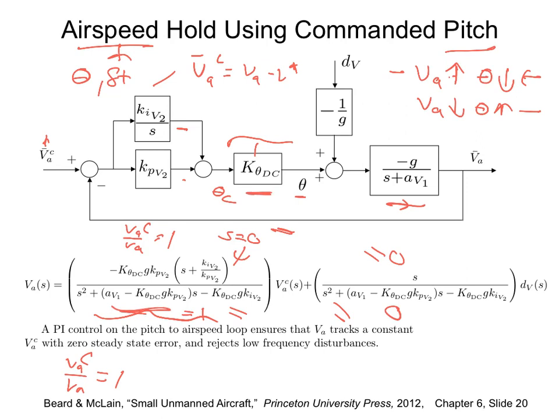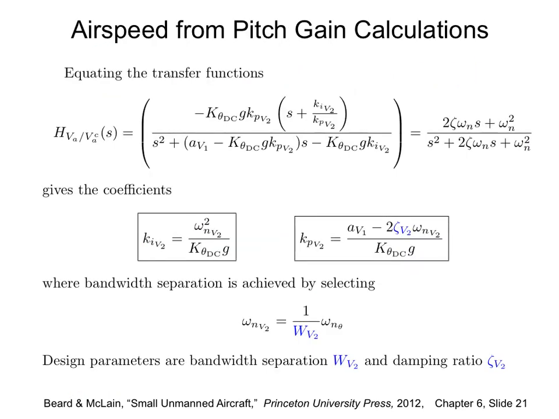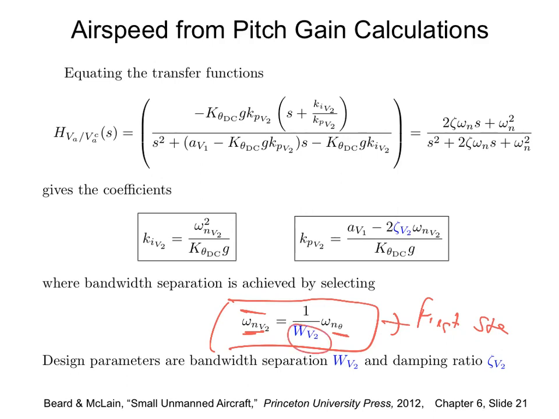The assumption here is that the inner loop is replaced by k theta DC, and this can only be done when the outer loop is slower. There is a bandwidth separation there. This is to compute the equation, and that comes from here. Again, the first step is to choose a natural frequency which is slower than the theta loop. So we choose omega n v2 to be 10 to 15 times smaller than omega n theta.